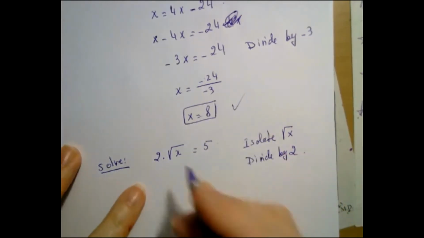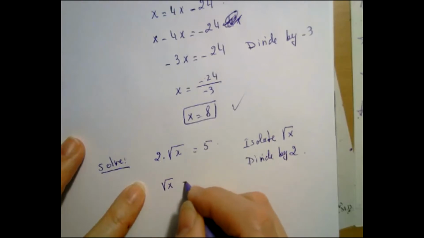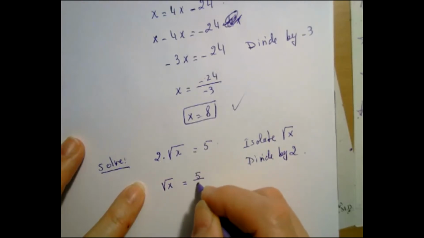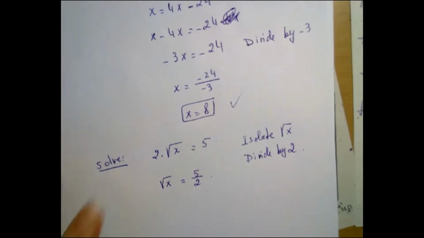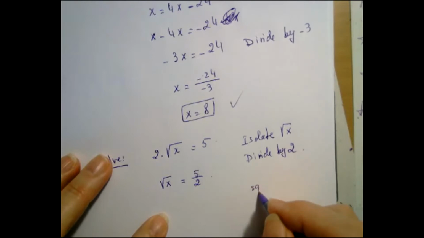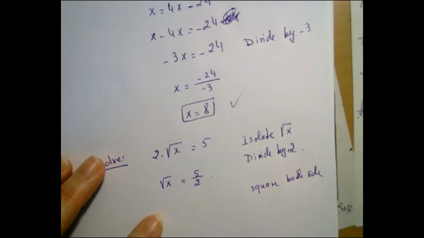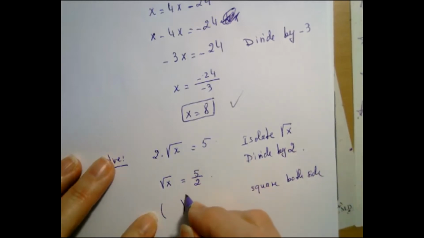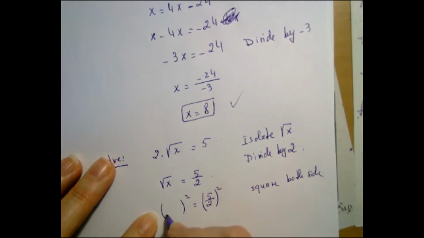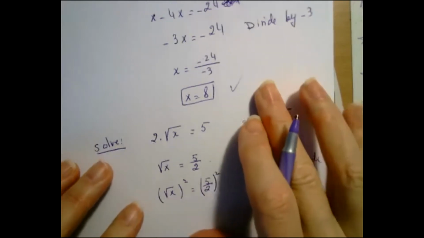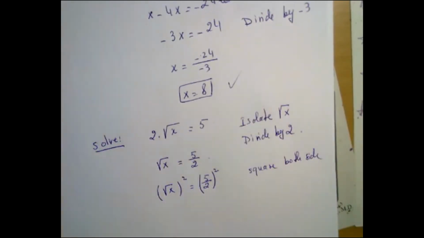Okay. So now if I divide by 2, I will have the square root of x equal 5 over 2. Now I am safe. I can square both sides. And then I will say, okay, this squared is equal to this one squared. By definition, what's the square root of x squared? Square root of x is basically the number that when you square it, you get x back. So by definition, this is the x itself.